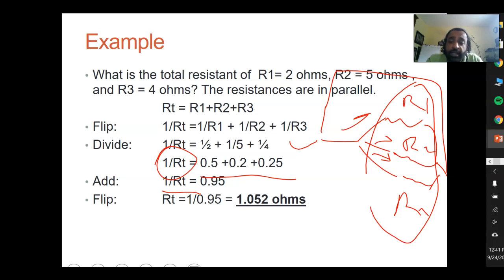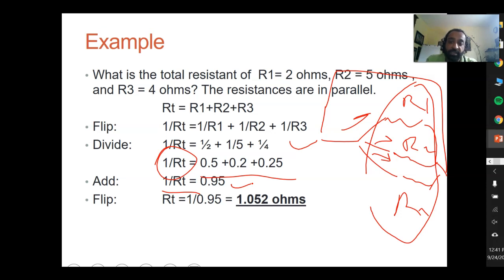The first thing is that do not forget to do the last step. People leave this and say, okay, this is my R total. No, this is 1 over your R total. So you have to divide 1 over that to get the right amount of ohms.